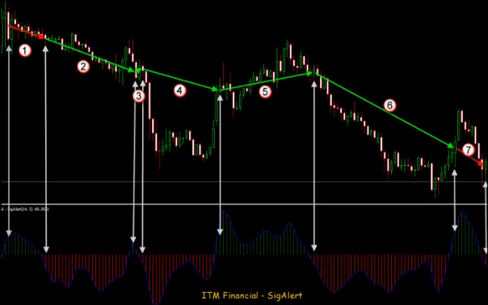Okay, this is now an example. It's a simulation basically for trading with the ITM Financial SigAlert Indicator. It's the follow-up tutorial from the other one before. I need to make an important clarification again.